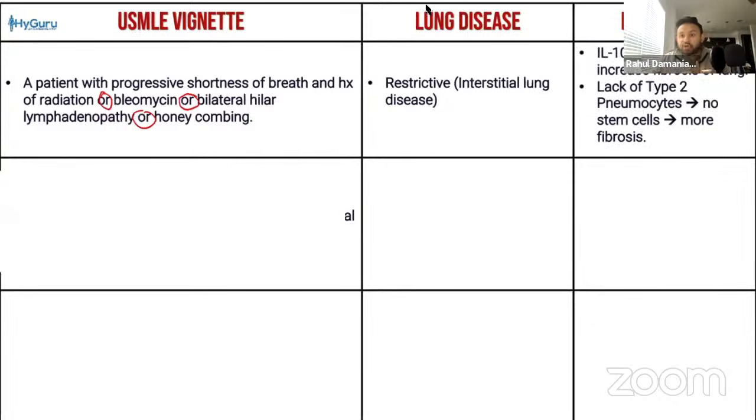And just to integrate some key points, IL-10 and TGF-beta increase fibrosis of the lungs. If you cut out the type 2 pneumocytes, such as if you're on bleomycin therapy, for example, you have no stem cells and you have more fibrosis.